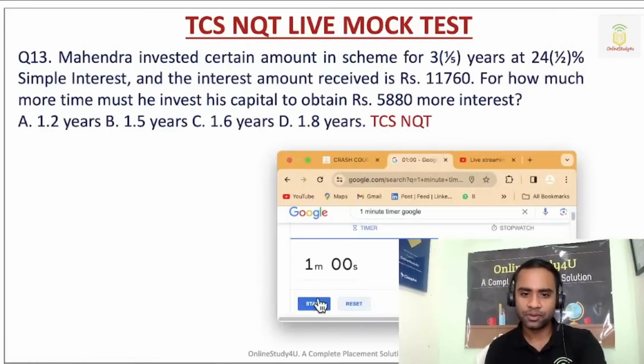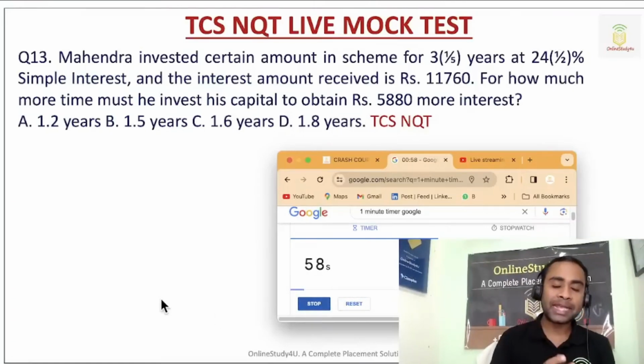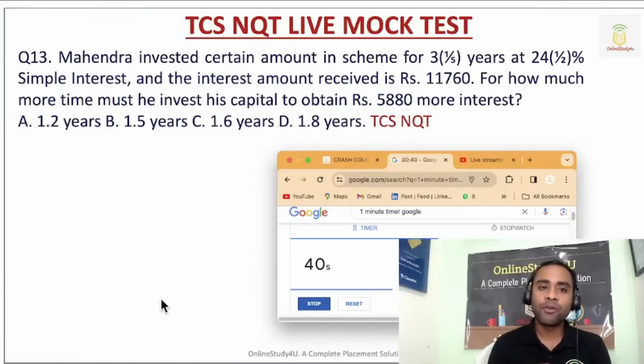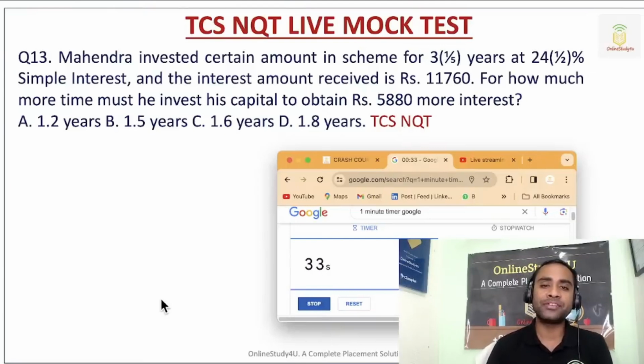Okay, now, this is a simple interest problem. Simple problem. Your time starts now. Mahindra invested a certain amount in a scheme for 3 1 by 5 years at 24 1 by 2 percent simple interest, and the interest amount received is rupees 11,760. For how much more time must he invest his capital to obtain rupees 5880 more interest?